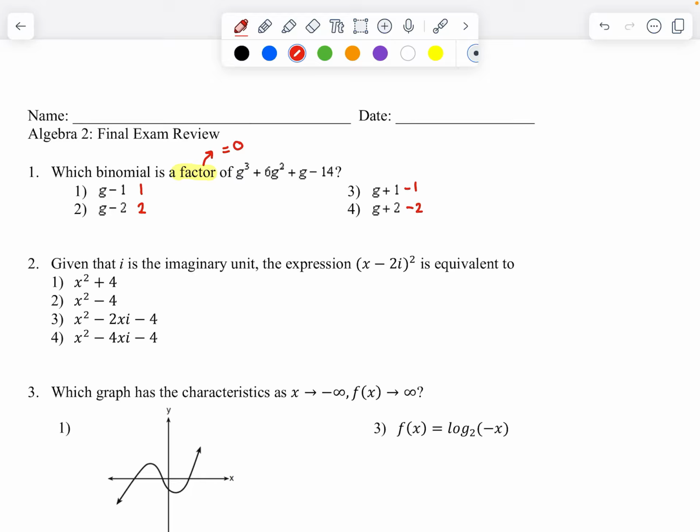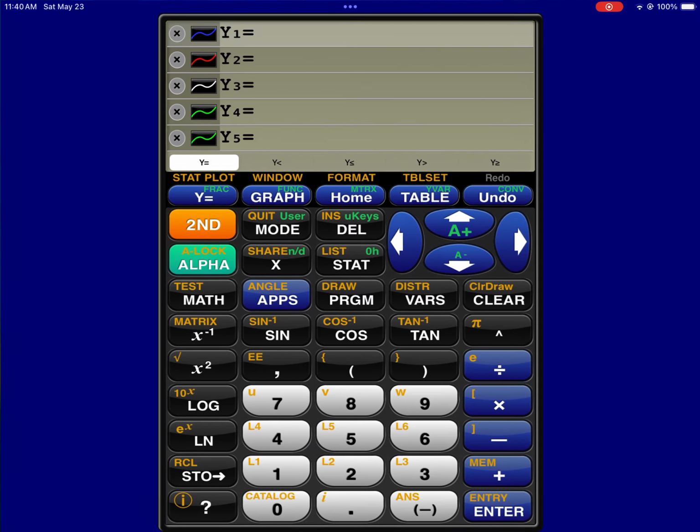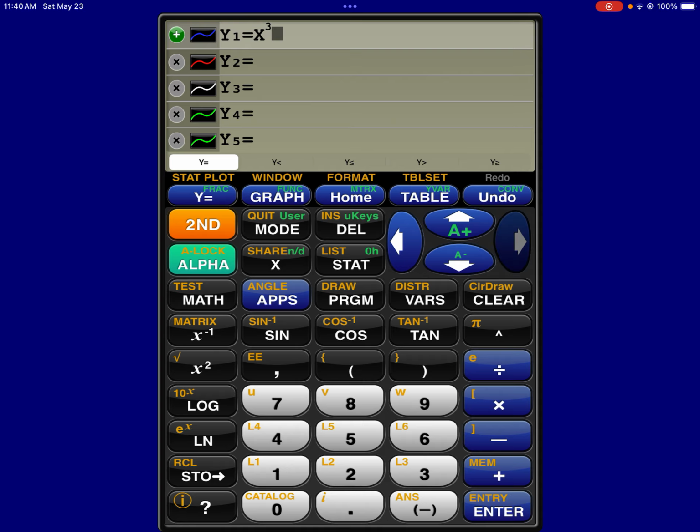Now technically you can plug those numbers in, but because this is a polynomial and you're checking multiple, you can actually go ahead and plug this into your y equals and check those numbers. So let's go ahead and plug this into the y equals, and obviously instead of g, we could go ahead and plug in x to the third. So I have x to the third plus 6x to the second plus x minus 14.